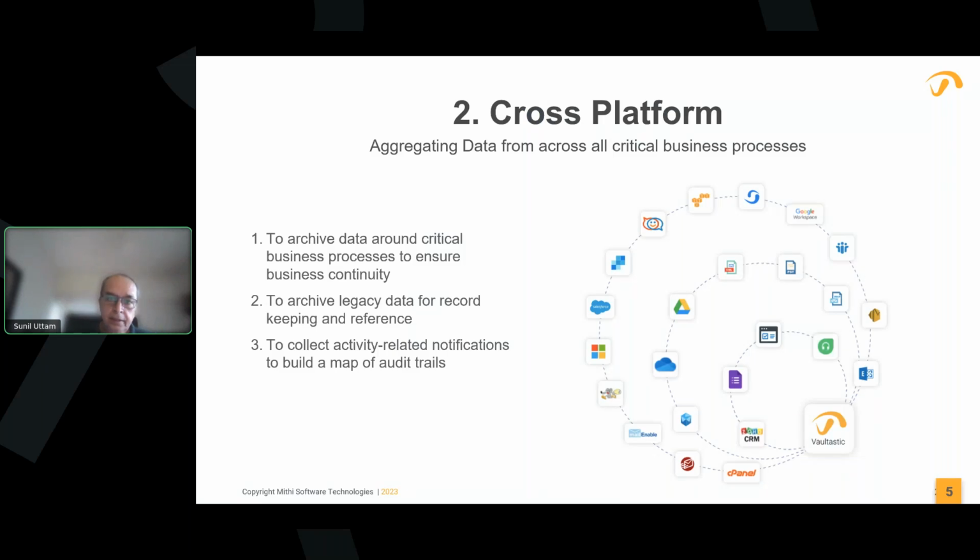Second, it's cross-platform. What it means is it can take in data from different data sources in one, right? And make it searchable. This is a very critical big thing to learn from here: if I can centralize the data from my hundreds of SaaS tools and on-premise tools, which I'm using to run my business operations, in one unified archive like we provide, you can then do a lot of things, right?